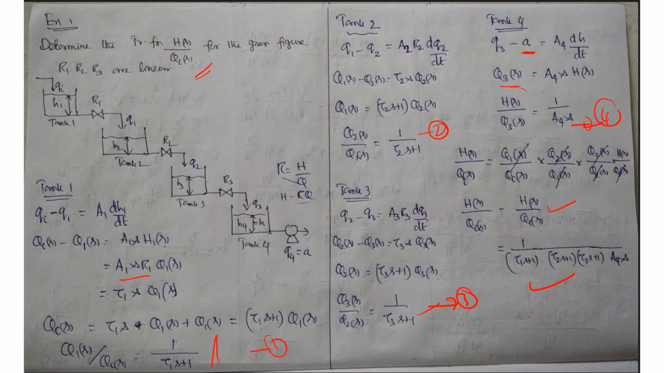But if you have any resistance, then that resistance will be given over here. But since there is no resistance, the numerator is just 1. Okay.